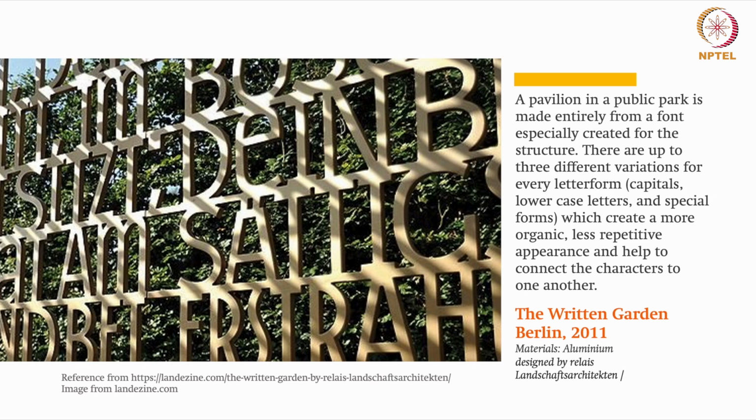The second case study is the Written Garden in Berlin. This is a pavilion in a public park made entirely from a font, especially created for the structure. If one investigates the details, there are up to three different variations for every letter form. You will find capitals, lowercase letters, and a special form, which creates a more organic, less repetitive appearance and helps to connect the characters to one another.